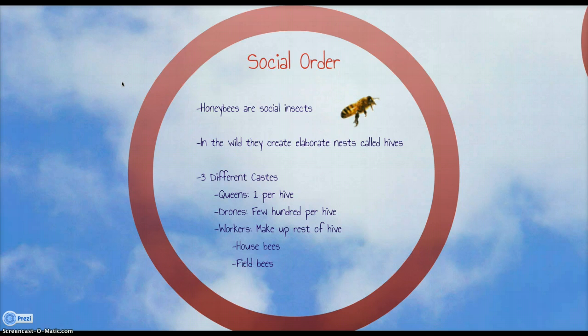On the bottom rung, we have worker bees, and they make up the rest of the hive and consist of all sterile females. There are 2 types. There are house bees, and they work in the hive doing comb construction, child rearing, tending the queens and the drones, cleaning, temperature regulation, and defending the hive. So basically what all of your moms do around the house every day.